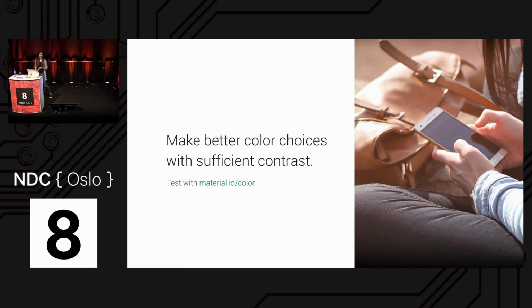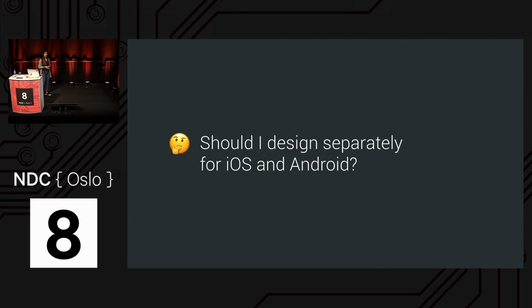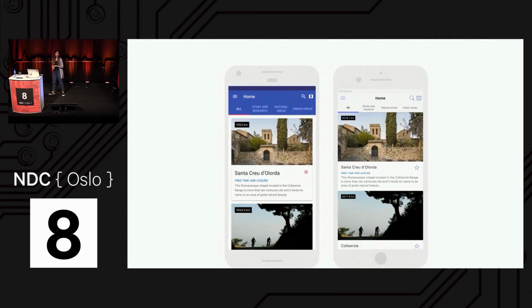So the last thought that I want to leave you with is, should I design separately for iOS and Android? Most progressive web apps design one app that works everywhere. But some companies and brands, like the Barcelona City app, tweak their design, one for Android and another for iOS. So it really depends on your requirements, on your needs, apps, and audience.